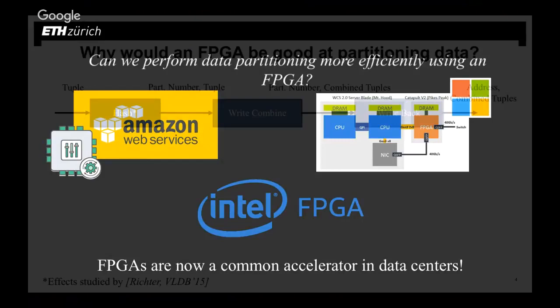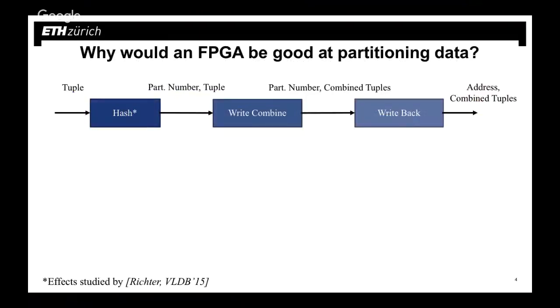But before moving on, let me first try to explain why an FPGA would be good at partitioning data. All right, so partitioning can be represented as a data flow where three things happen. First, hashing happens to determine which partition a tuple belongs to. Then the second step, we want to do some write combining. We want to combine the tuples that belong to the same partition to reduce the amount of random accesses we do. Then we do write back where we determine the end address for the combined tuples and we write the tuples back to the memory.